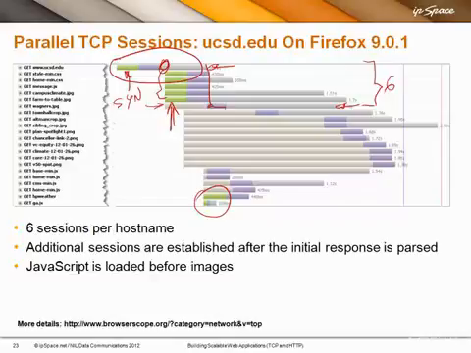As always, style sheets are loaded first, JavaScript is loaded next, and images are loaded last. If you really want to know what individual browsers are doing, here is a really good website that has an in-depth explanation of what each browser is doing. By the way, here is a trick. It says 6 sessions per hostname. It does not say 6 sessions per web server.